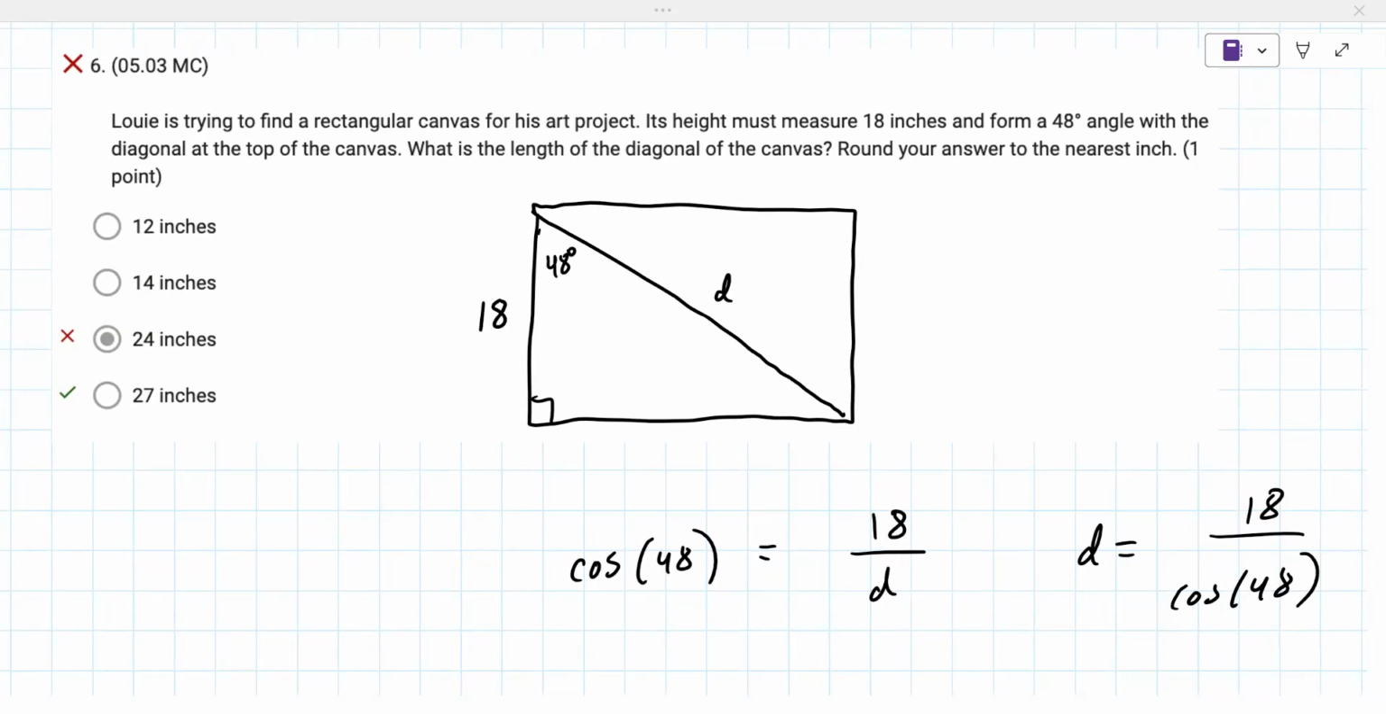I'll be right back with you. So that's how they got the 27. Did that turn out to be 27? Yeah, it turned out to be 26.9. So you round it to the nearest inch, which would be 27. Okay, that makes good sense.